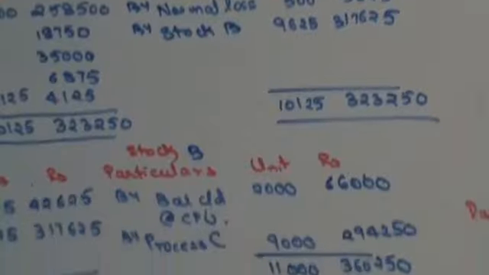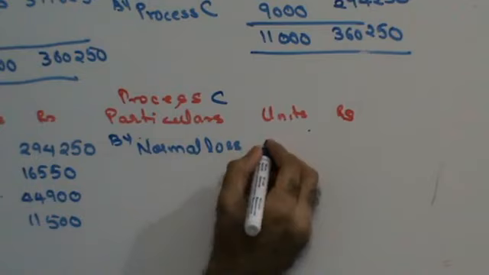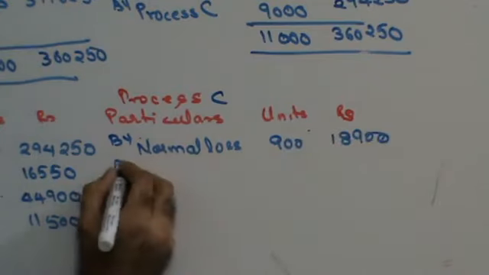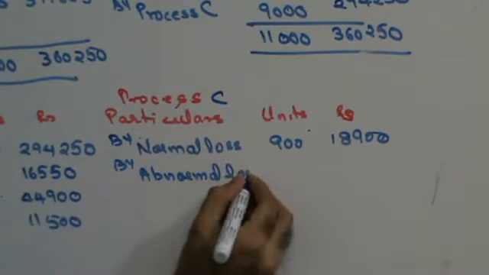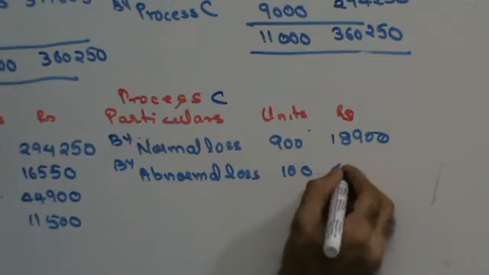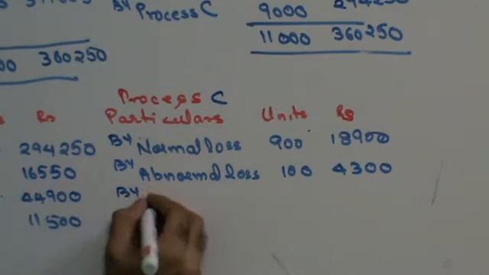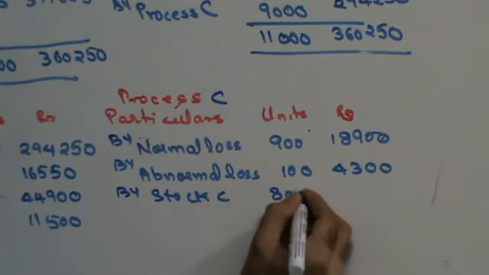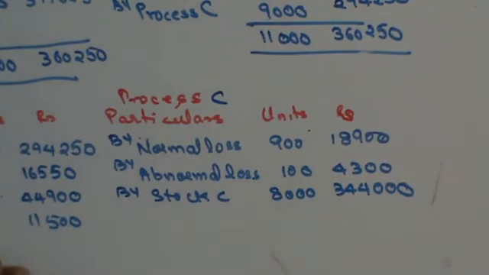3,44,000. Now this can be written here as by normal loss. Normal loss is 18,900, by abnormal loss. Abnormal loss is 100 and 4,300, and this is going to be by stock C. Stock C is going to be 8,000 and 3,44,000. Right? Tally this out.